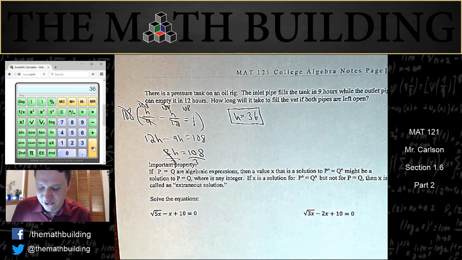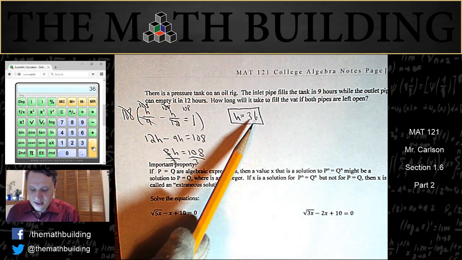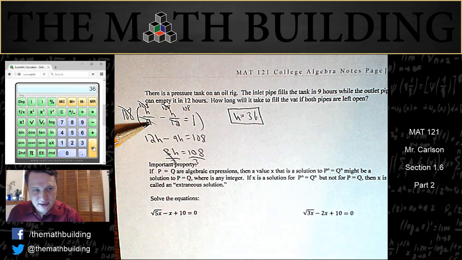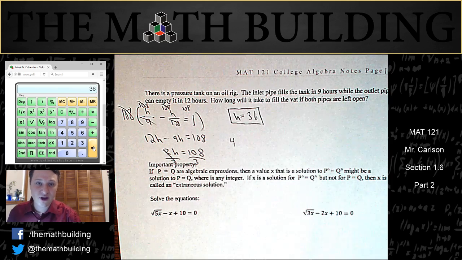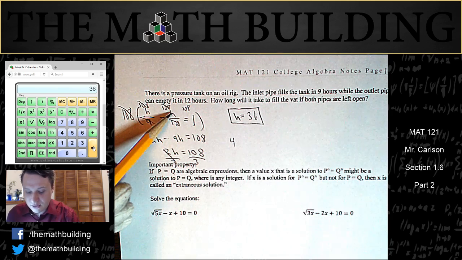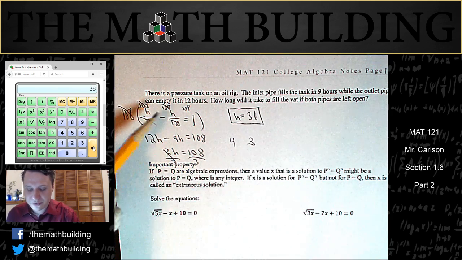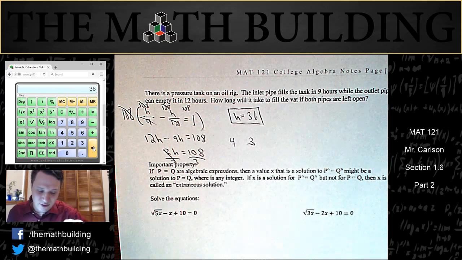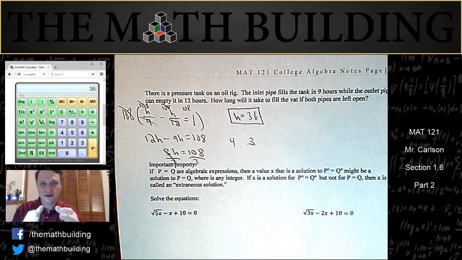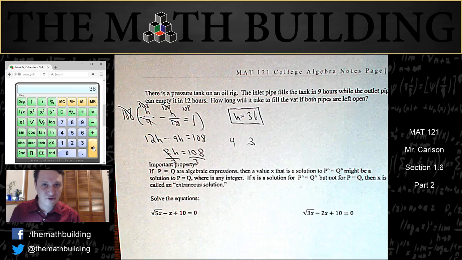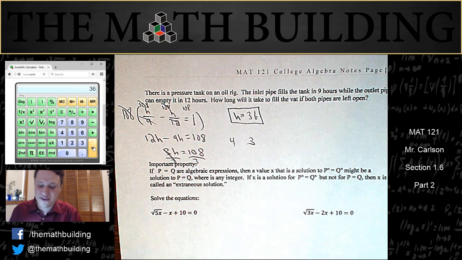So let's check our answer and see if that works. In 36 hours, 36 divided by 9 is 4. So it's kind of like we filled the thing 4 times after 36 hours, because it takes 9 hours to fill it. And 36 divided by 12 is 3. So after that 36 hours, it's like we've drained it 3 times. So if we filled it 4 times and drained it 3, we will have 1 full tank. And that's why this works. So 4 minus 3 is 1, so we have 1 full tank. So 36 hours is the magic number.